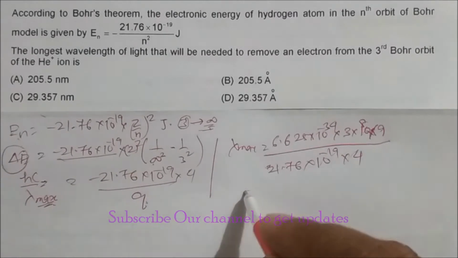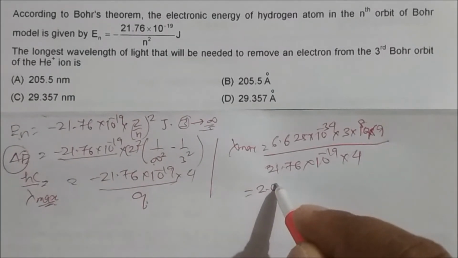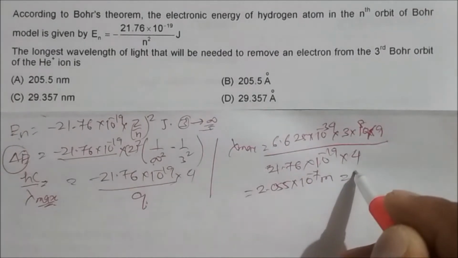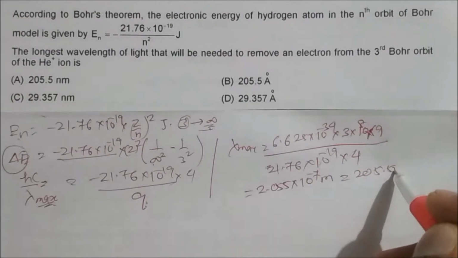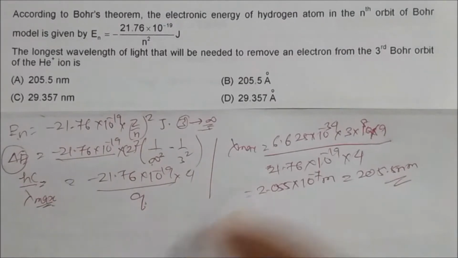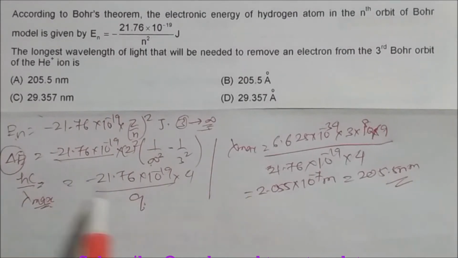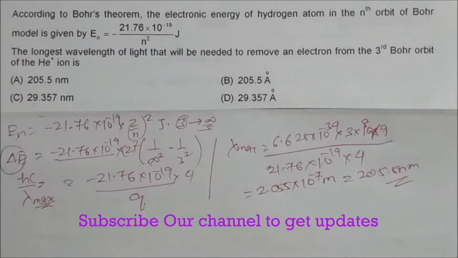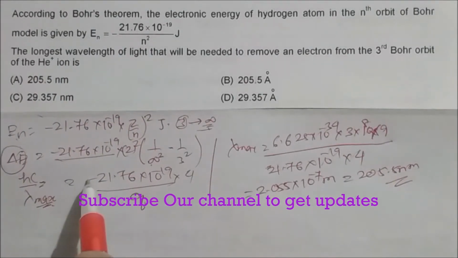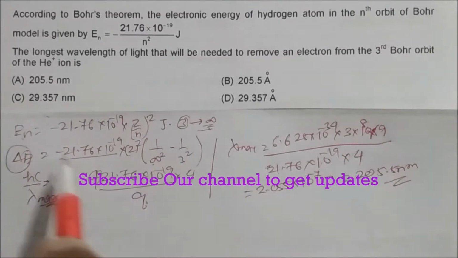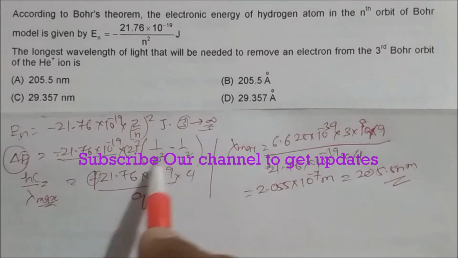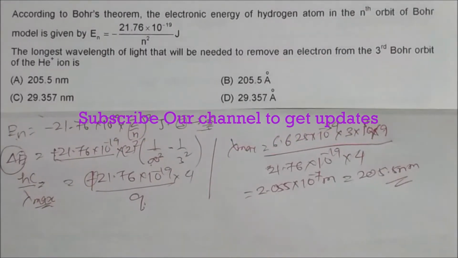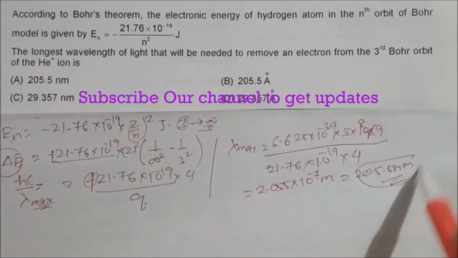On solving, you will get 2.055 into 10 to the power minus 7 meter, or you can say 205.5 nanometer. So this is the value. This is the positive value. And one thing: why is the minus removed? This minus will be removed because when you are taking the difference from this side, minus and minus, the value will be positive, so the minus will be automatically removed. So finally, our answer is this.